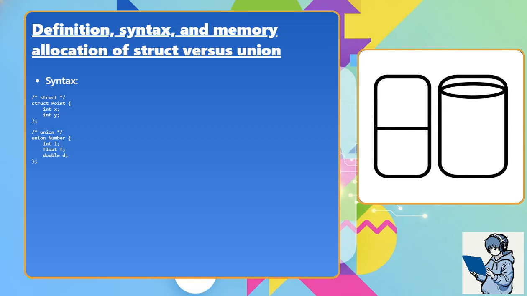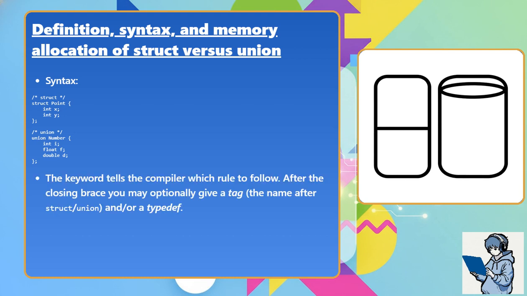Syntax: struct point { int x; int y; }; union number { int i; float f; double d; }; The keyword tells the compiler which rule to follow. After the closing brace, you may optionally give a tag name after struct or union, and/or a typedef.